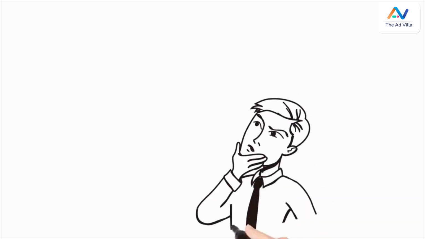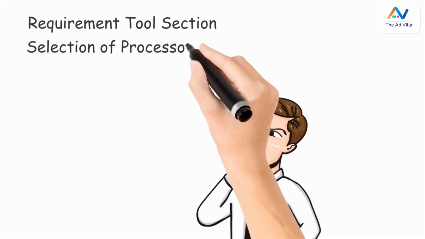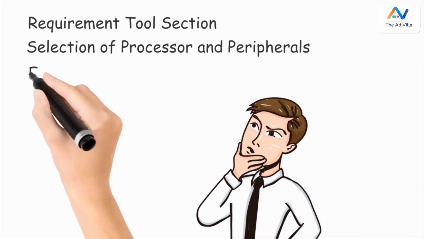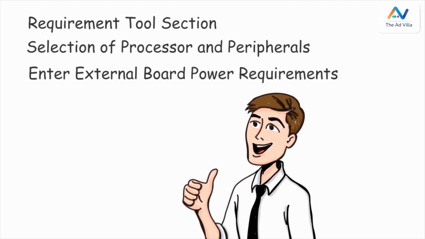The Circuitry application contains a requirement tool section wherein the user can select one of the processors, peripherals, and enter external board power requirements. The application takes these inputs and generates the design using the same steps and calculations that the hardware engineer takes to generate the design.